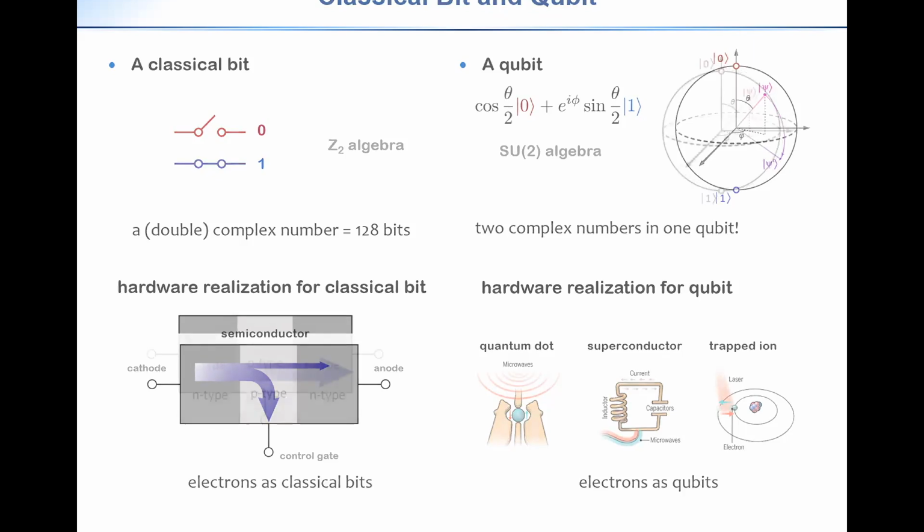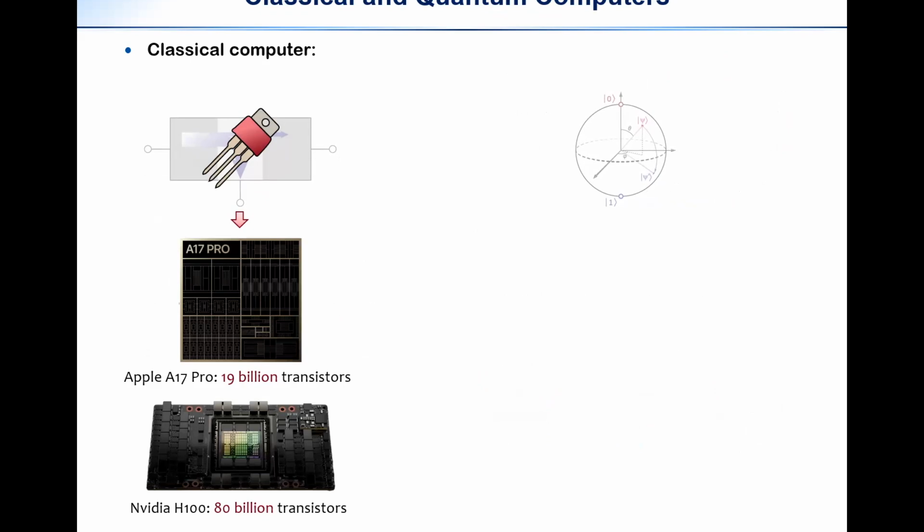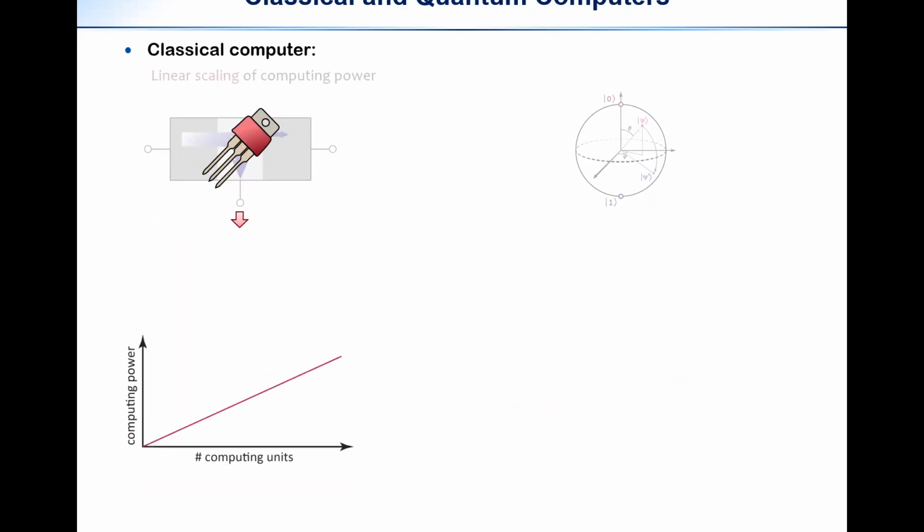When you put the electrons together in a classical computer, you can scale up and make billions, hundreds of billions of transistors together, making very efficient HPC computers like the NVIDIA H100 or Apple A17. These are chips with billions of transistors, but their computing power scales linearly with the number of units in the end.